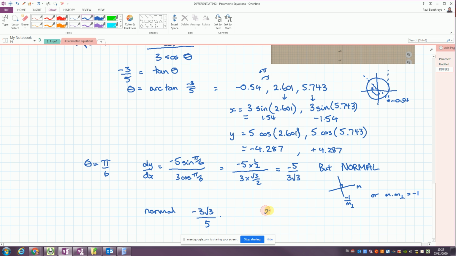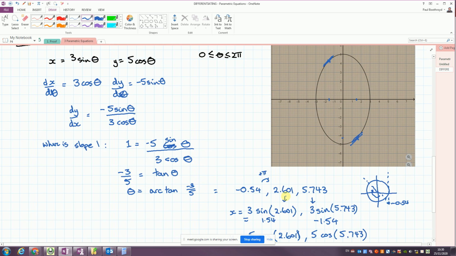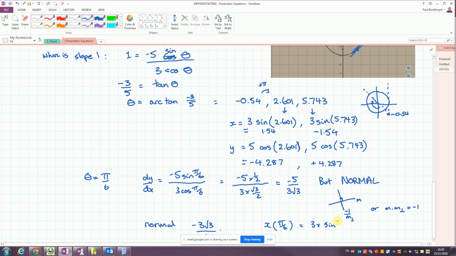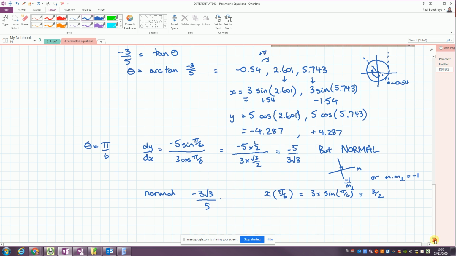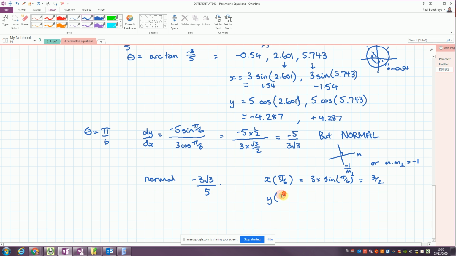The next part is to find out what x is at pi over 6, which is the 3/2. So it's 3 times sine pi over 6. And y at pi over 6 is equal to minus 5 times the cos of pi over 6, which is 5 root 3 over 2 from that one.